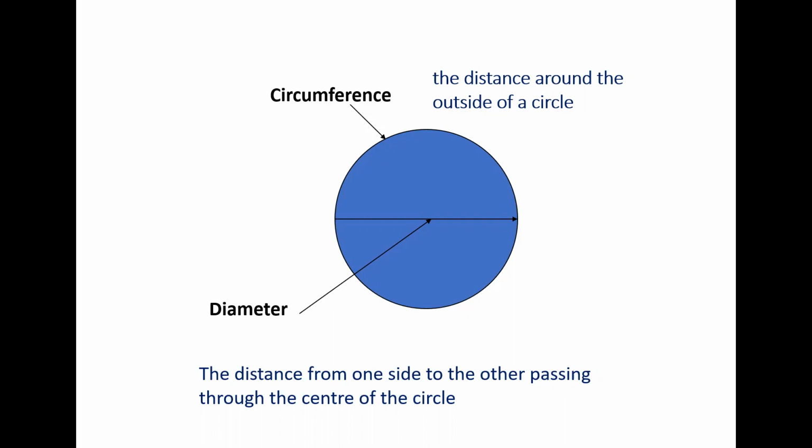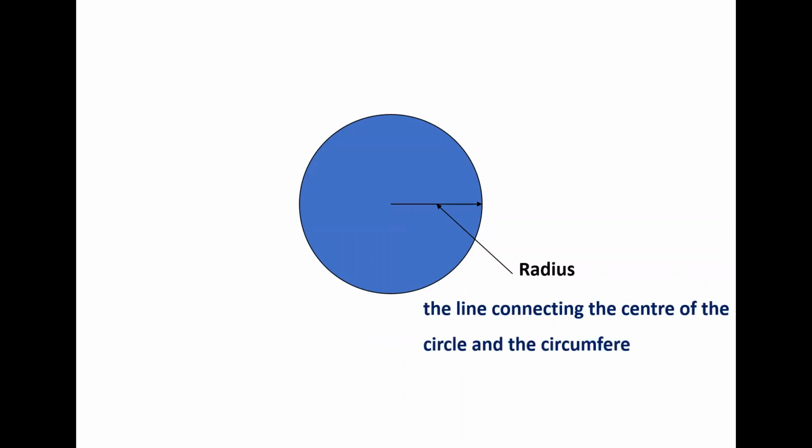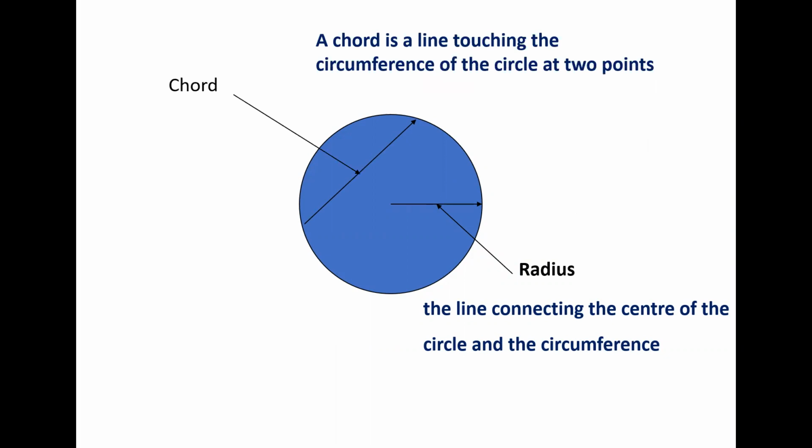Yeah, the diameter and circumference, you have some kind of understanding. And then you have a radius. A line comes from a center to the circumference. So that's called radius. A line connecting the center of a circle and the circumference. And here you have a chord. So it's a line touching the circumference of a circle at 2 points. It doesn't have to intersect the center. Okay. These are the basic stuff that you have already learned.